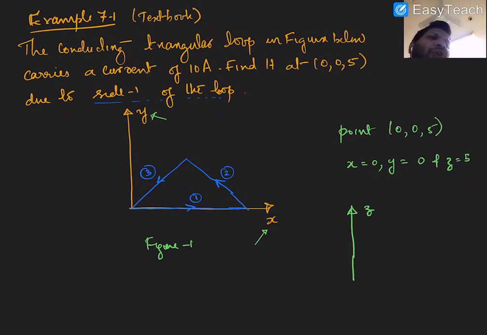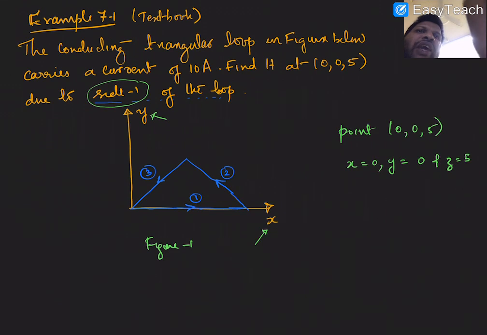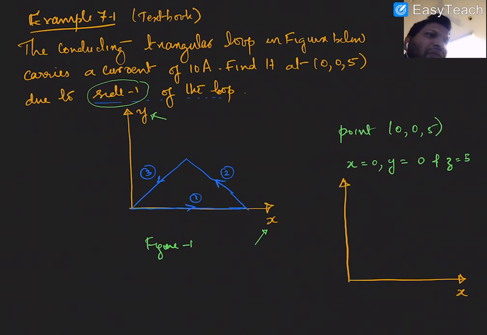I can view it in a different way also, by looking at side 1 only, because in the question it is asked to find the magnetic field intensity due to side 1 of the loop. So first of all I will draw side 1. Side 1 is on the x-axis. This is my x-axis, and I will draw the z-axis because I will view from a different angle. So this is my z-axis.